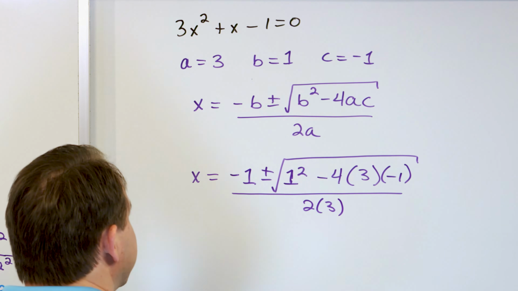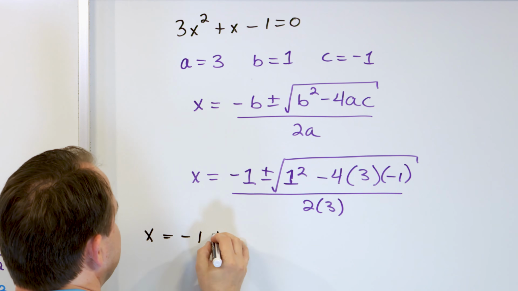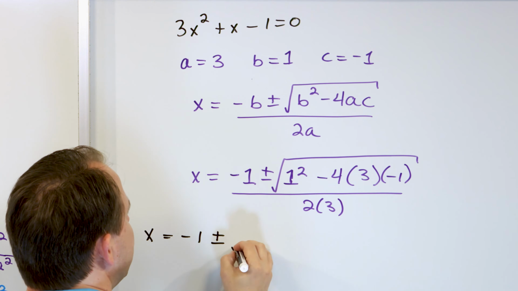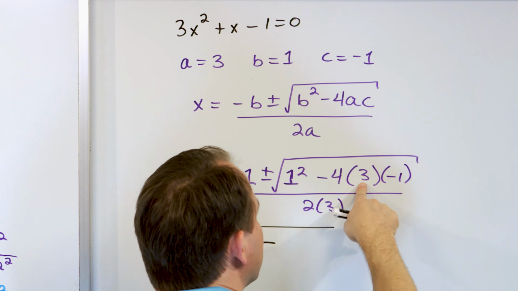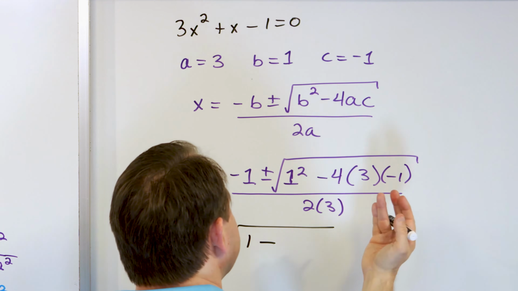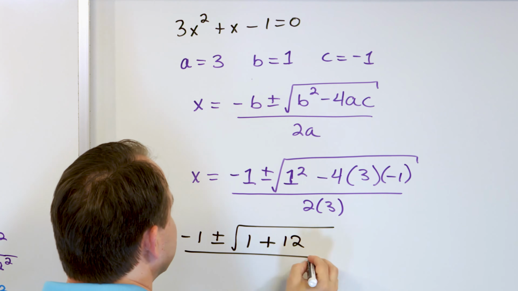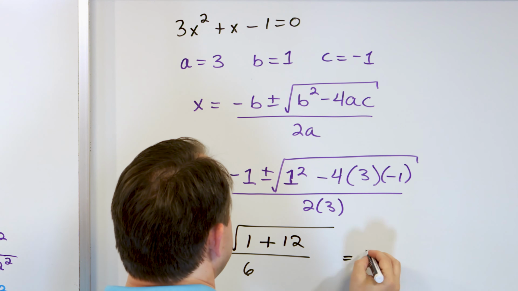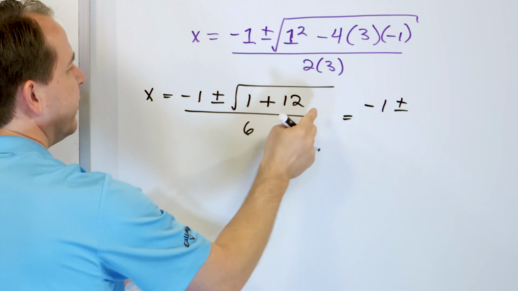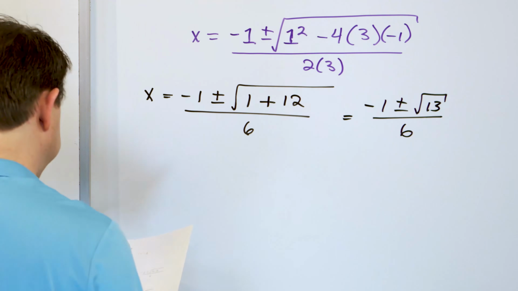And so what you're going to get on the inside, you just crank through it one step at a time. You're going to get -1 plus or minus. On the inside, what do you have? You have 1 minus 4 times 3 is 12, right? But negative times negative is positive, so it's going to actually be positive 12. Like this. And on the bottom, you're going to have a 6. So what you'll have over here then is -1 plus or minus the square root of 1 plus 12, which is 13, over 6.